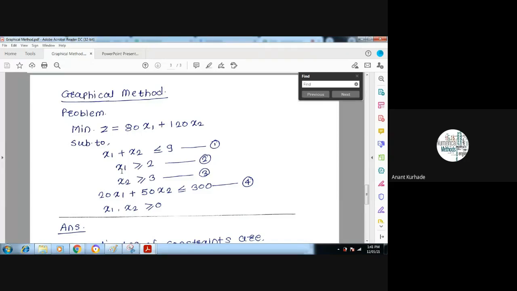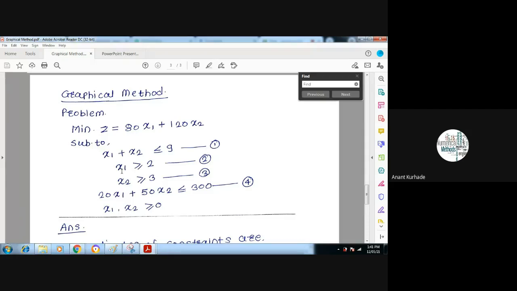Now tell me the coordinates for the first constraint. When we put x1 as 0, x2 is 9, and x2 as 0, x1 is 9. So 9 comma 9. Now, tell me for the second constraint, which are those coordinates?